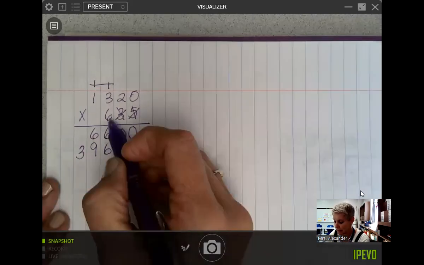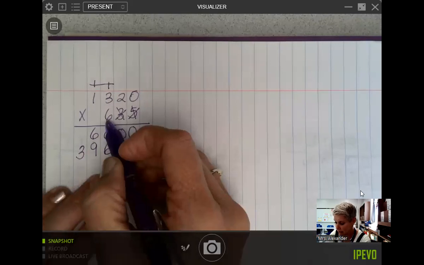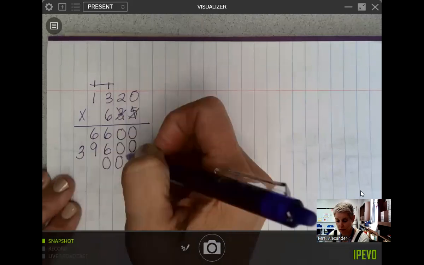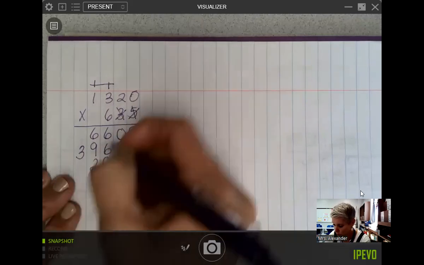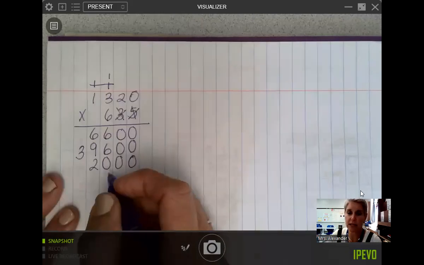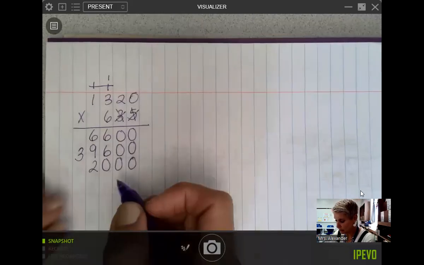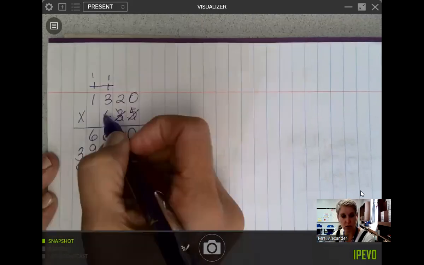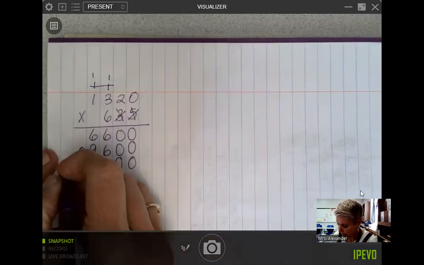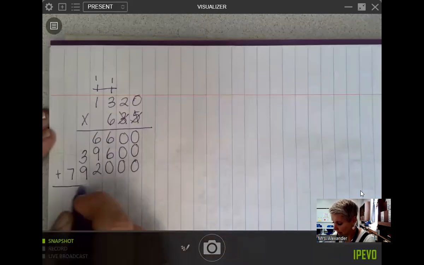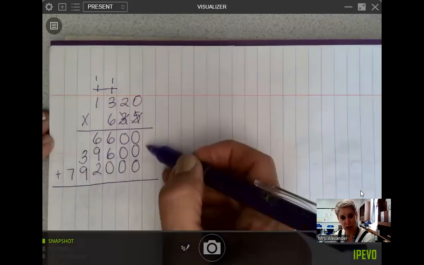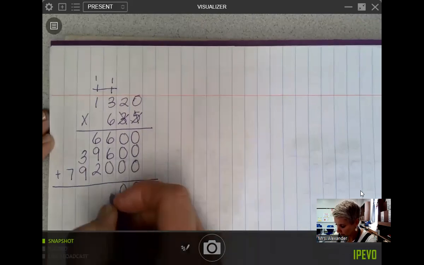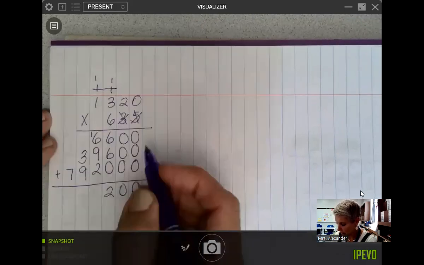And we multiply by the 6 in the hundreds place. 6 times 0 equals 0. 6 times 2 equals 12. Regroup 1. 6 times 3 equals 18 plus 1 equals 19. We'll regroup. And 6 times 1 equals 6 plus 1 is 7. Now, we multiplied by a 3-digit number, so we have 3 partial products that we add together. All these zeros, keep adding, see if we agree.